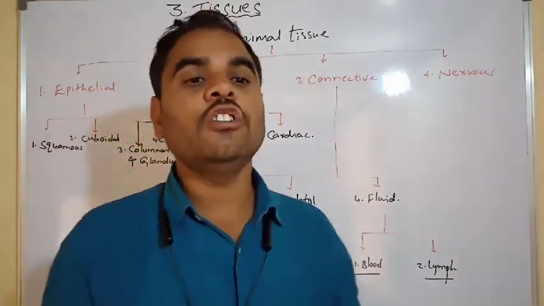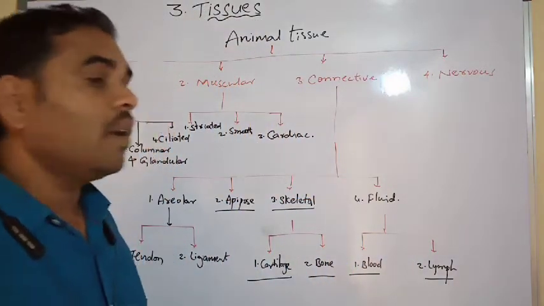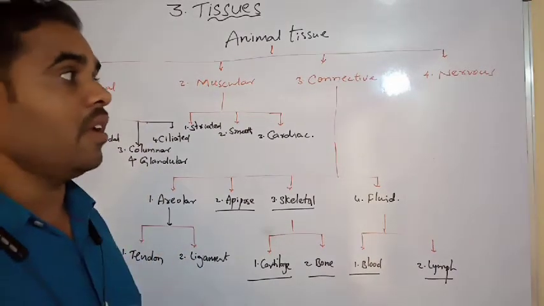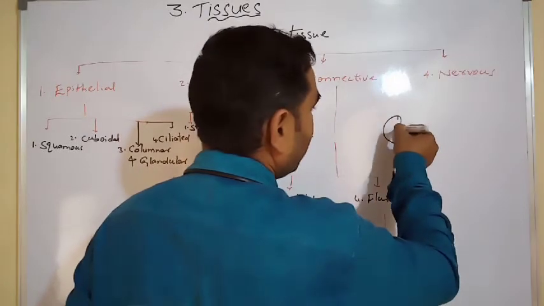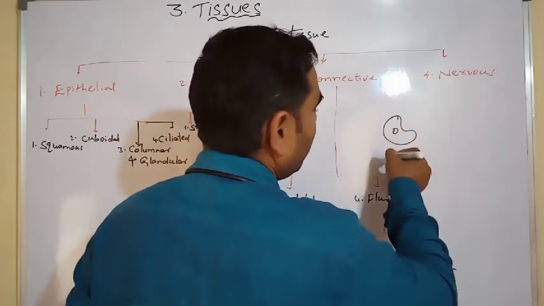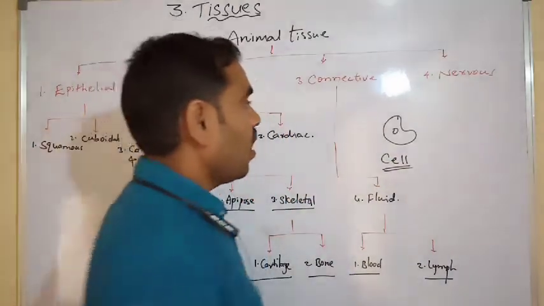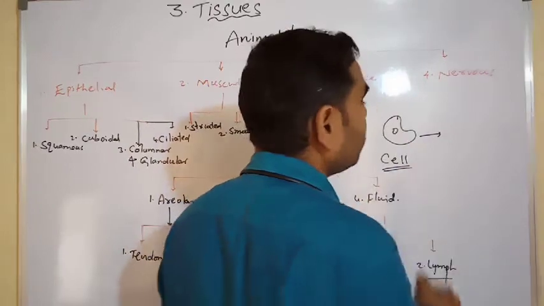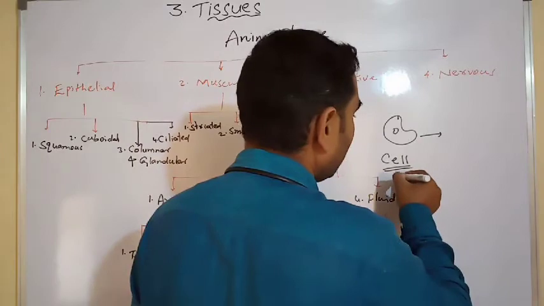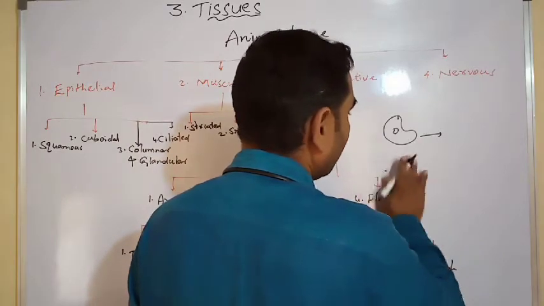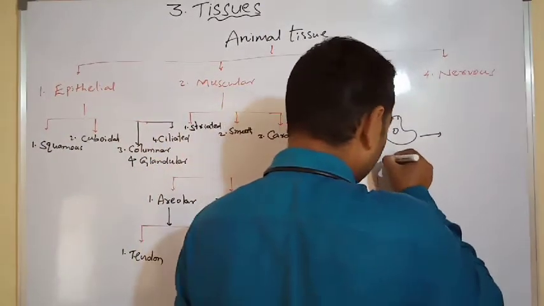Now, introducing animal tissues: multicellular organisms introduce the division of labor. The number of cells in our body increases by division. There is a cell in our body, and this cell divides. When a sperm and an egg fuse, we get a fertilized cell, the fertilized egg cell.